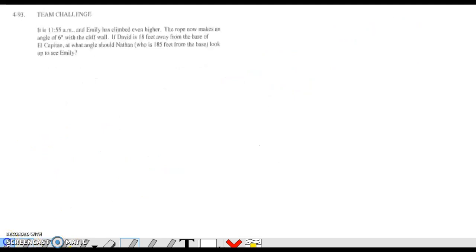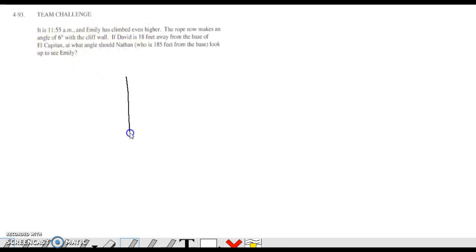All right, here is our final question, and this one is a challenge, right? It is a little difficult to get, and there is a very specific degree we want. So we want to use some of the information that we used before. So 1155, Emily has climbed even higher.